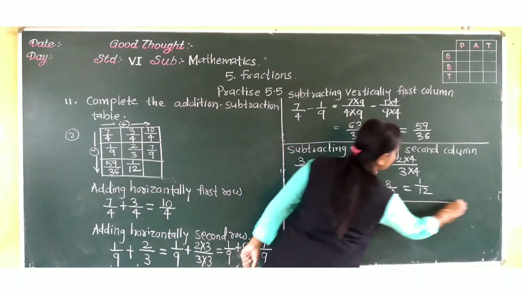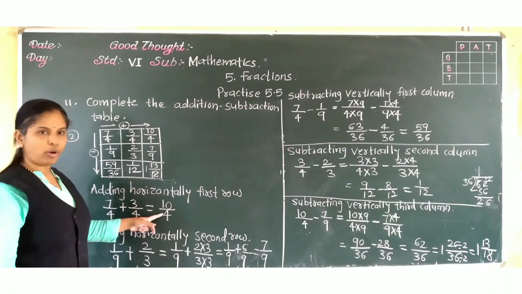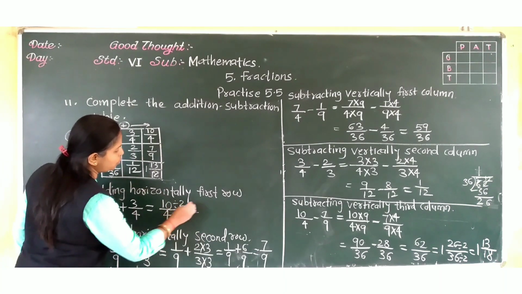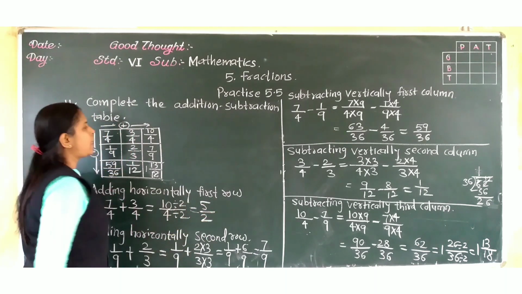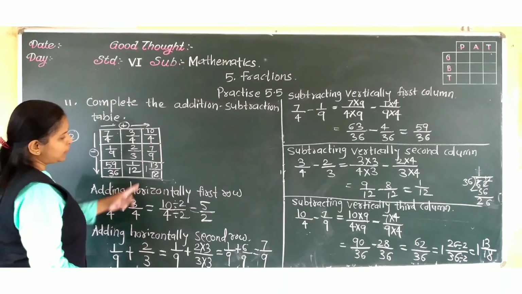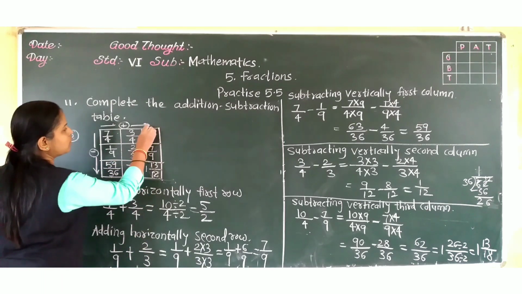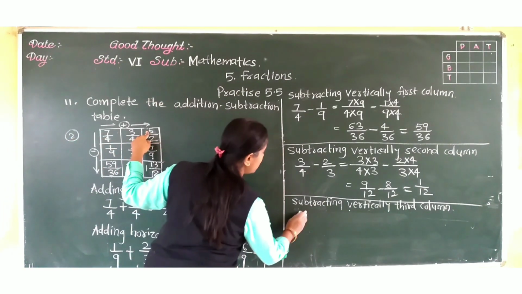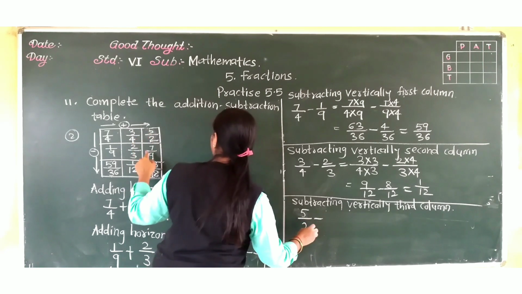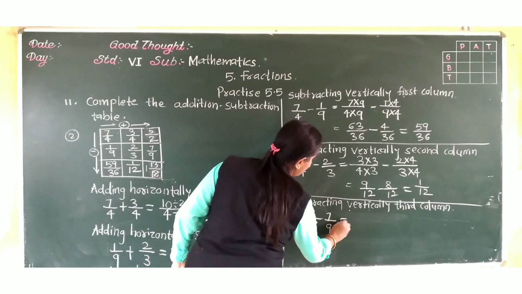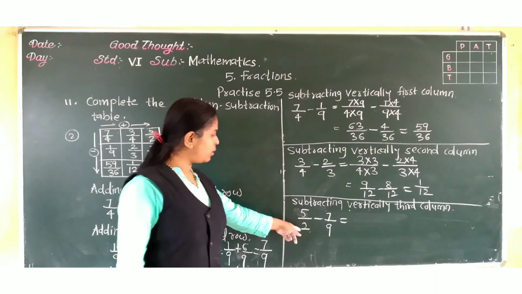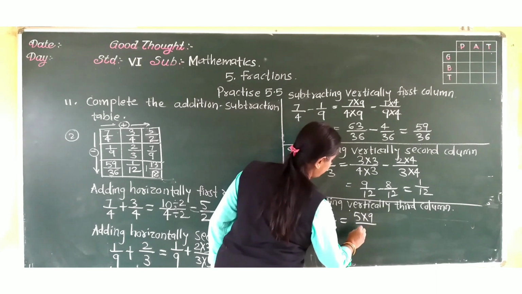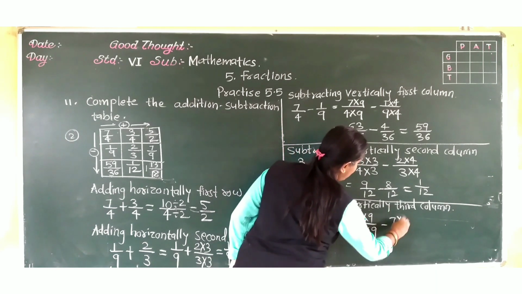Now, students, here also see 10 upon 4 we have written. Both are divisible by 2. So 2 5s are 10 and 2 2s are 4. So here we can write the answer 5 upon 2. Okay. Subtracting vertically, third column. So the third column is 5 upon 2 minus 7 upon 9. Now look at this 2 and 9. 9 2s are 18. So multiply this by 9 and this fraction by 2.